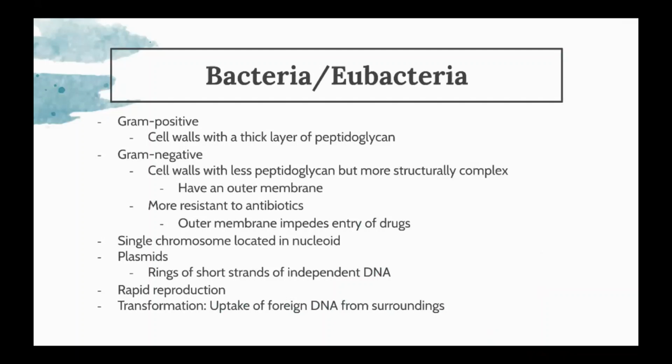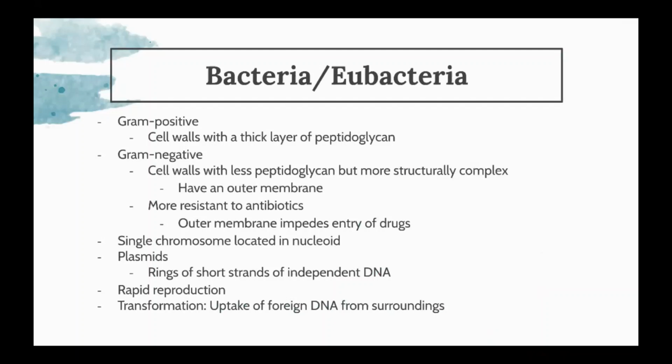So one of the domains under prokaryotes is bacteria, or in some very old textbooks, they're called eubacteria. So that's good to note. Bacteria have 2 types that you can split them into, gram-positive and gram-negative. Gram-positive bacteria have cell walls with a thick layer of peptidoglycan. And peptidoglycan is cross-linked sugar polymers.